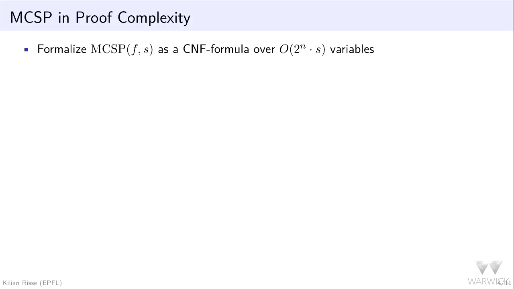MCSP has been studied before in proof complexity, so let me give a quick overview. First, you have to translate the MCSP problem into a Boolean formula, and you can translate this into a CNF formula over a lot of variables. Just remember, it's like 2^n times s many variables, so the setting of parameters is somehow off from the usual setting. The precise formalization is not so important at this point. Just remember, it's many variables.